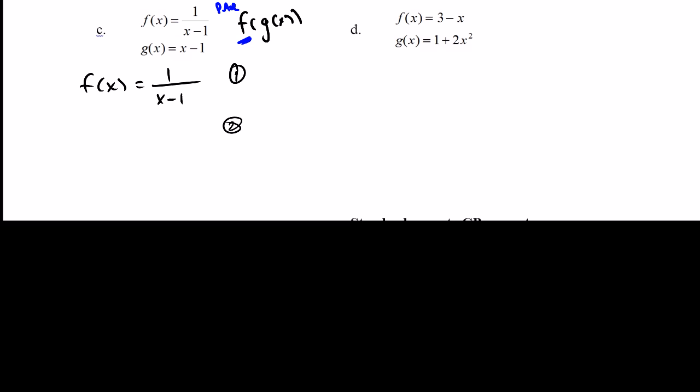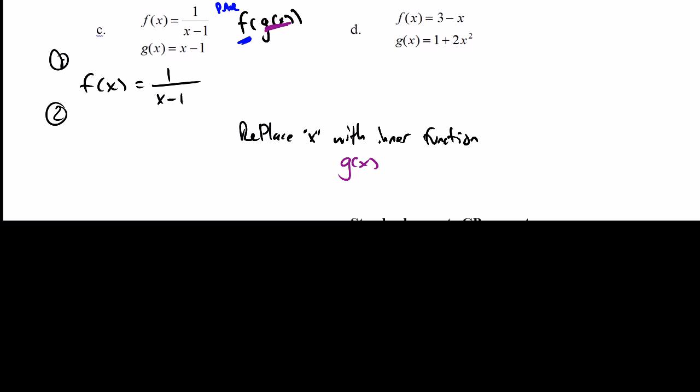Step 2, we're going to replace all the x's with the inner function. So what is our inner function here? Our inner function is our g of x. We can tell because it's on the inside. So in every x we have, we're going to replace it with g of x. And what is g of x equal to? Well, g of x is just equal to x minus 1.